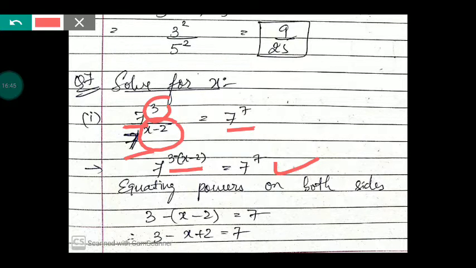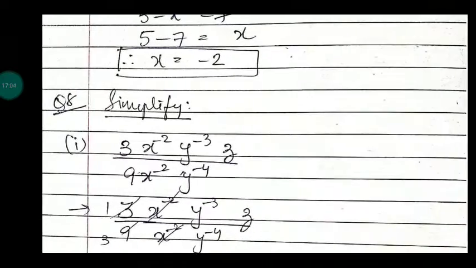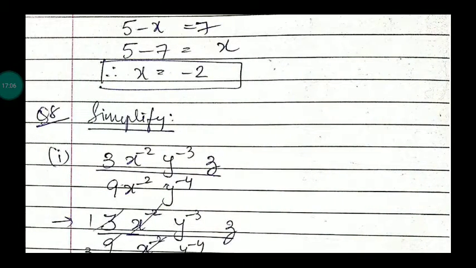Now when the bases are same, we can equate the powers. So 3 minus x minus 2 is equal to 7. Now open the bracket, so you will get 3 minus x plus 2 is equal to 7. So here 5 minus x is equal to 7. 7 goes to the left side, x goes to the right side. So x is equal to minus 2.